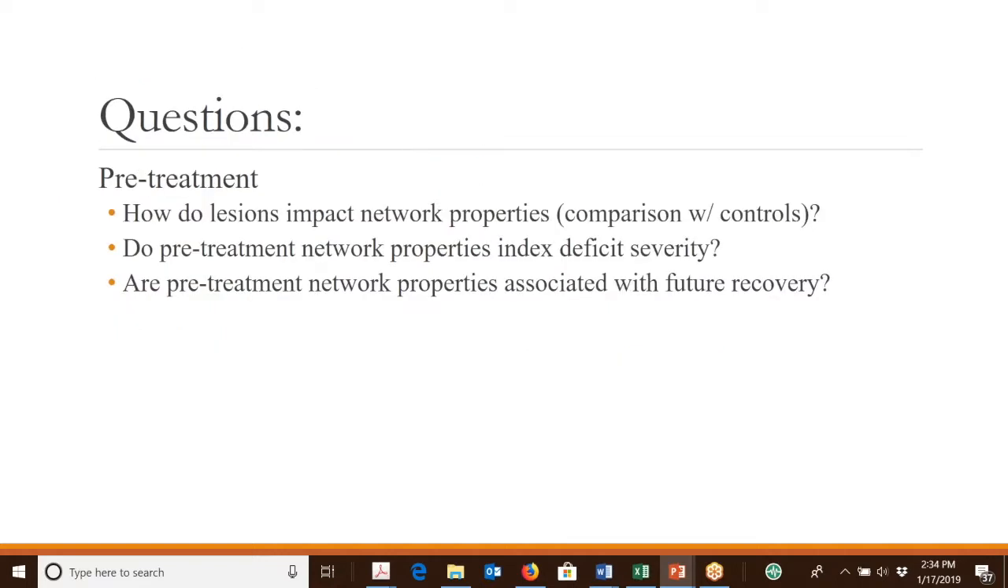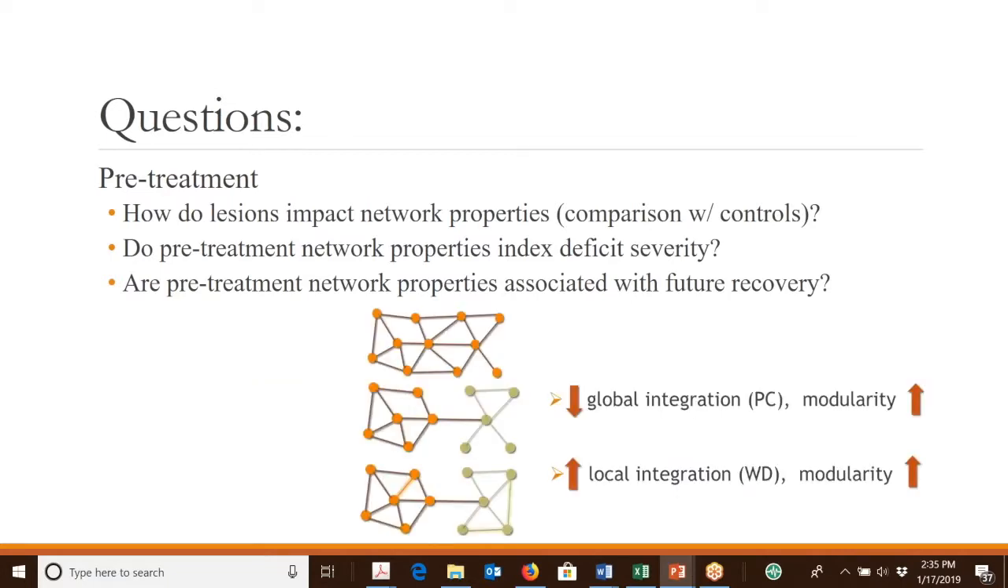So let's get to the results. For pretreatment, we had these three questions: how do lesions impact network properties? Do pretreatment network properties index deficit severity? And are pretreatment network properties associated with future recovery?